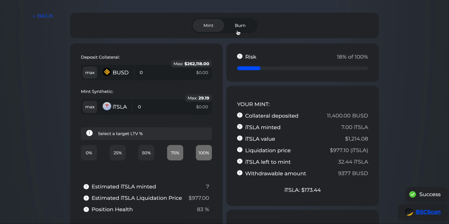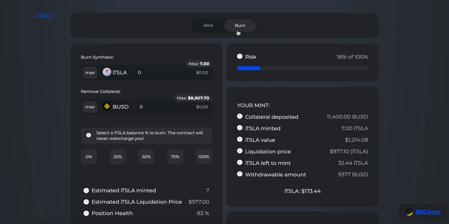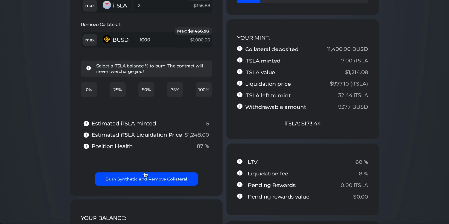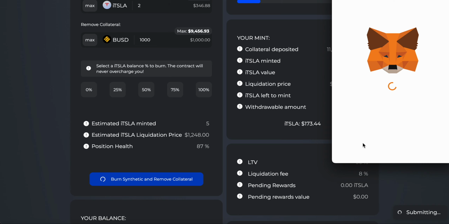Now let's go back to the burn mode. Burn mode is when I want to get my collateral back, and of course I have to repay first what I created. So it will first burn the synthetic and then give you the collateral. For example, I'm going to burn two and then I'm going to withdraw 1,000. If you want to withdraw the whole collateral, pay the whole thing first, obviously, so then you can withdraw everything back. As the button says, burn synthetic and remove collateral.